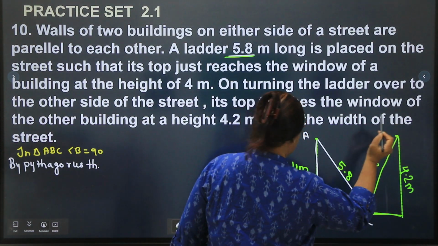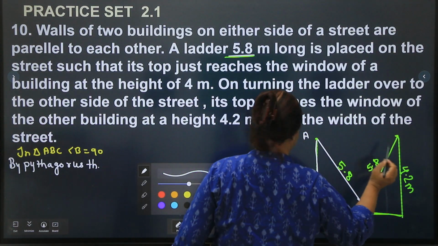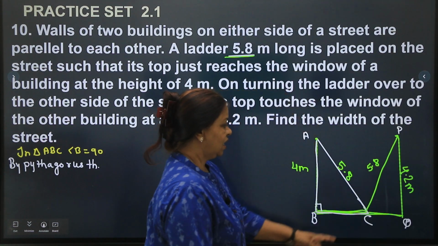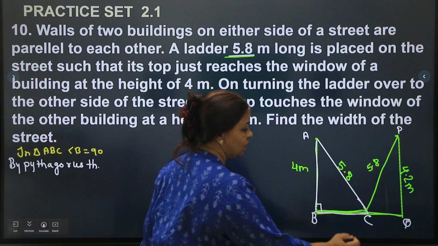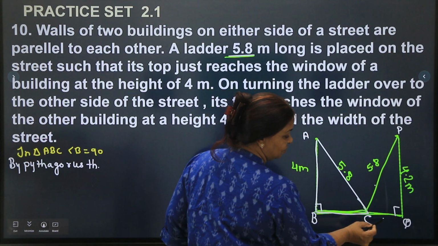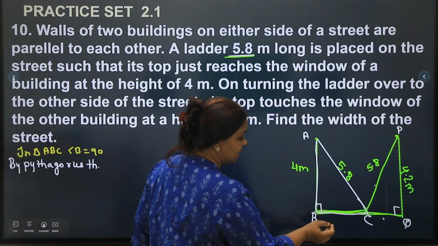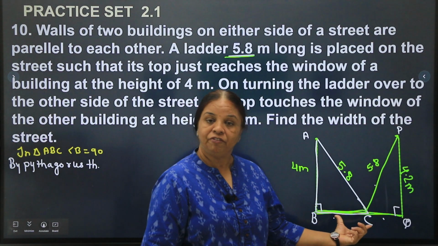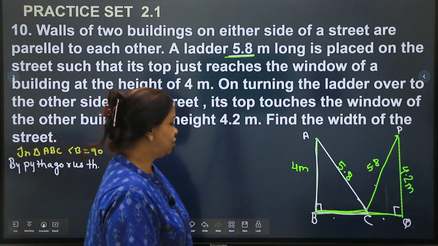So again in this we can label it as PQC. In this also we can use the Pythagoras theorem. This is the hypotenuse, it will give you this value, and in this sum you will get this value. Add both and you can find the width of the street. Let's do it, children.